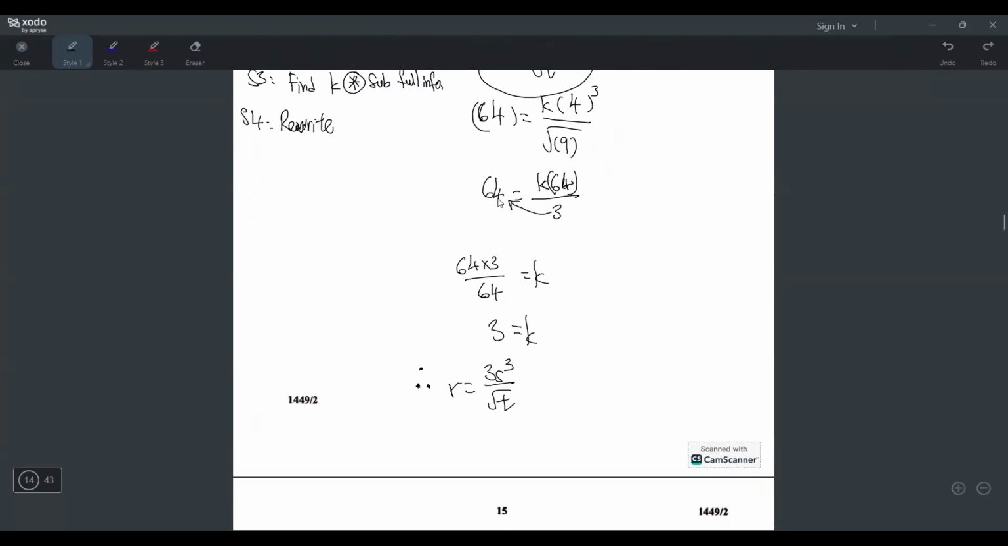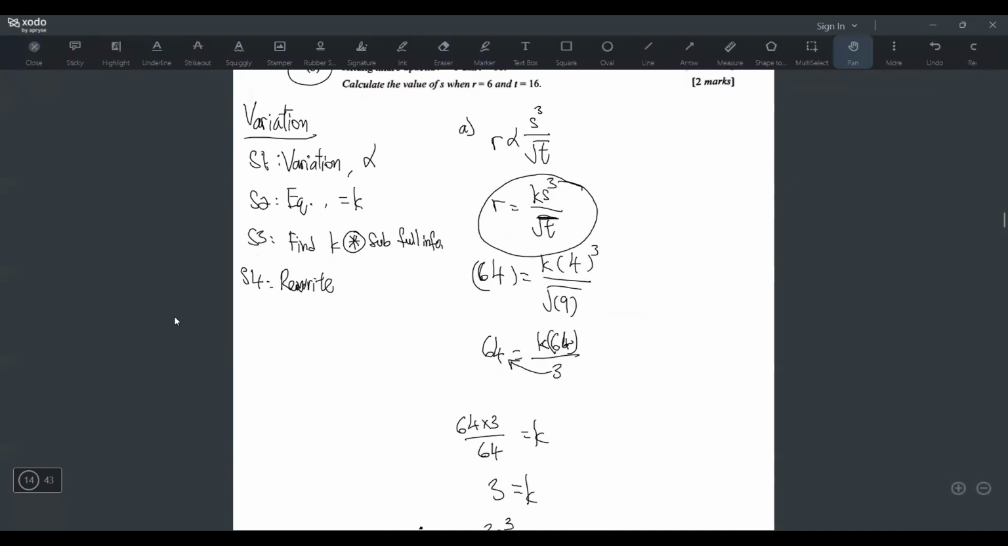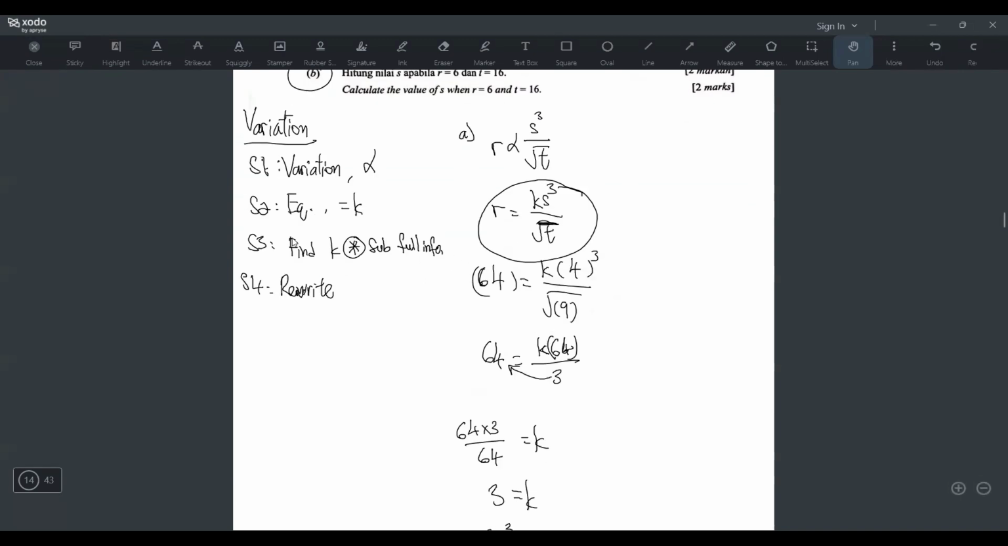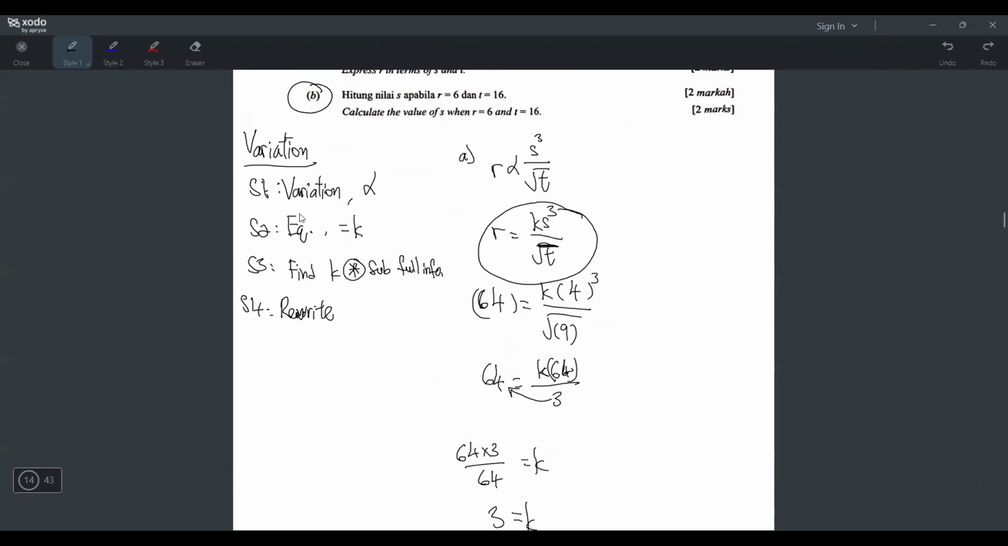Because if you don't do this first, then you don't know what your K is, then you can't write in terms of S and T. Because your K was missing, right? So that's why you have to do it. What I'm trying to say here is to follow these 4 steps. You must do these 4 steps first when we do variation.